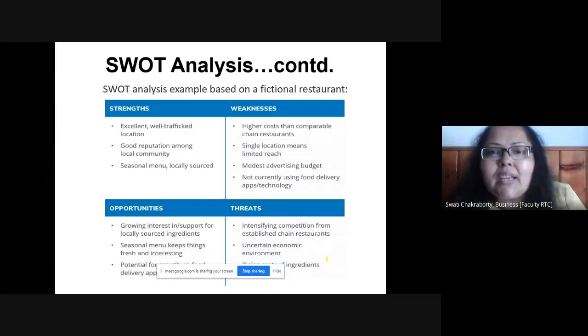So what happens? This restaurant has to come up with a proper strategy which would help them to totally eradicate or eliminate these weaknesses, so that they are able to capitalize on the opportunities and minimize the threats. So that's how it should be done. You first note down, then you see internal, external, and then you decide the strategy.